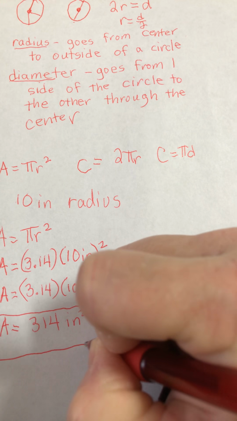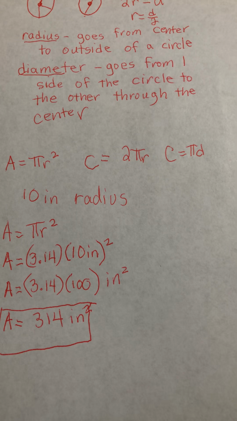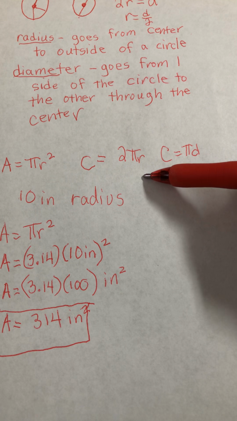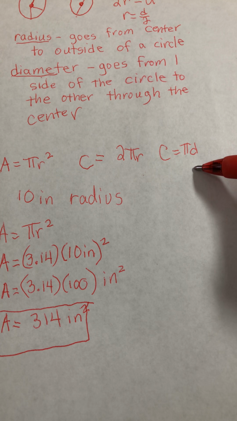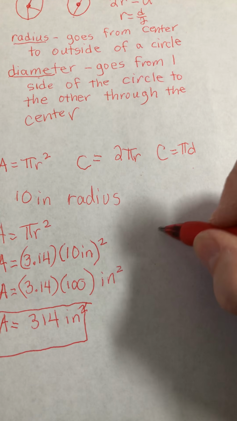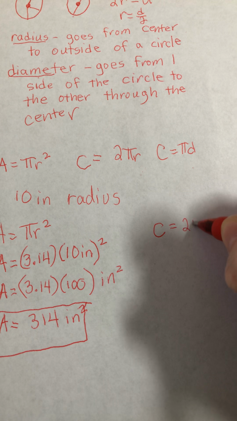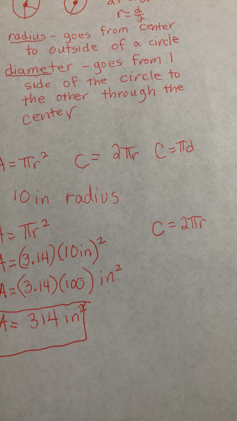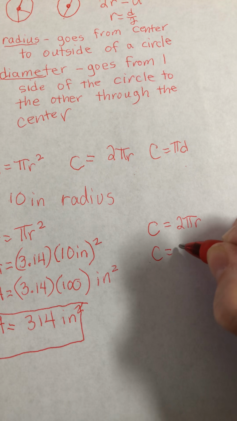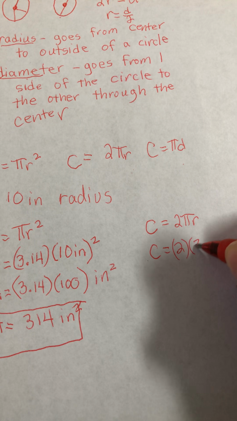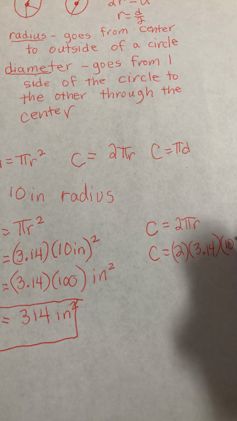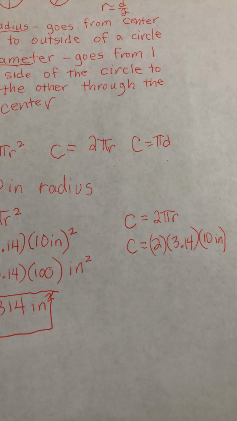Now, if I am going to figure out the circumference, I'm going to write down a formula for the circumference. My two formulas are circumference equals 2 pi r and circumference equals pi d. Since I know the radius, I'm going to use the first as my formula. So circumference equals 2 pi r. I start by writing down the formula for just about any kind of problem I want to solve. Then I'm going to substitute in 2 times 3.14 times 10 inches. Now there's no squared here, it's just 10 inches.